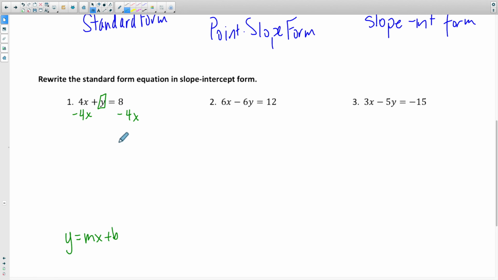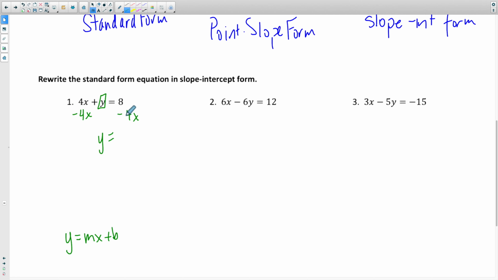And so I'm going to subtract that 4x from both sides. I'm going to bring things down. 4x minus 4x, that's 0. Don't need that. Now that that's gone, I don't really need the plus. So I do need the y, though. The next thing is equals.